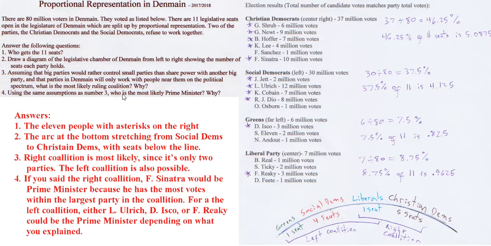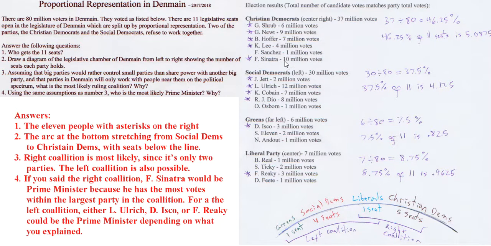All right, question 4 is really dependent on the why part. Using the same assumption as 3, who's the most likely prime minister? And there are 4 possible answers here. So actually, there's kind of 5. So the Liberals and the Christian Democrats, if they form a coalition, the Christian Democrats are obviously the really big party. And so they can probably throw their weight around and get the prime minister's position because they're the biggest party in the coalition. And so if you look at the Christian Democrats, the most important Christian Democrat is F.